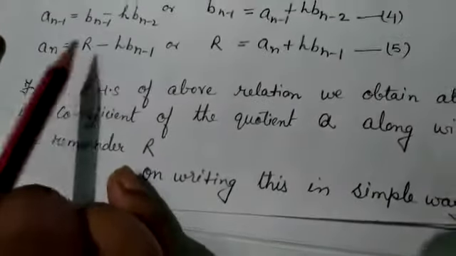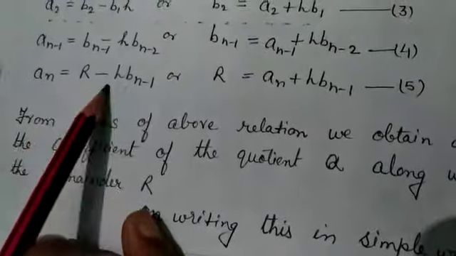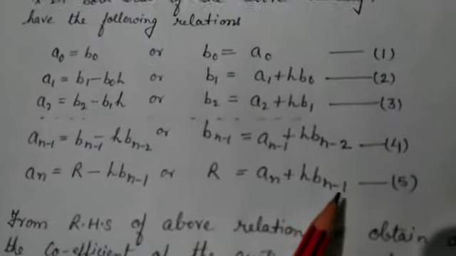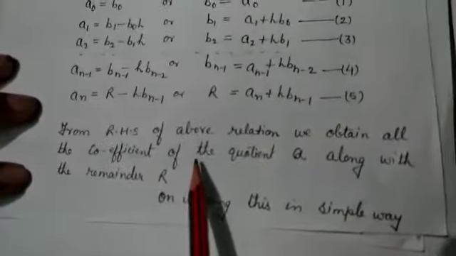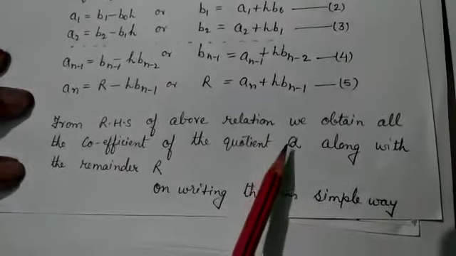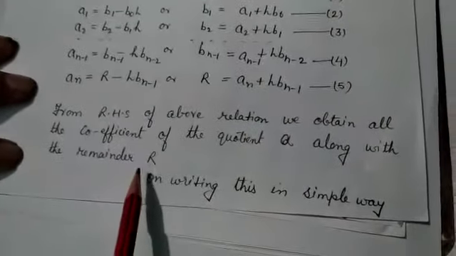Now, an will be equal to r minus h b(n-1), or we can write r equals an plus h b(n-1). Let us take it to be equation number 5. Now from the right-hand side of these relations, we obtain all the coefficients of quotient q along with the remainder r.